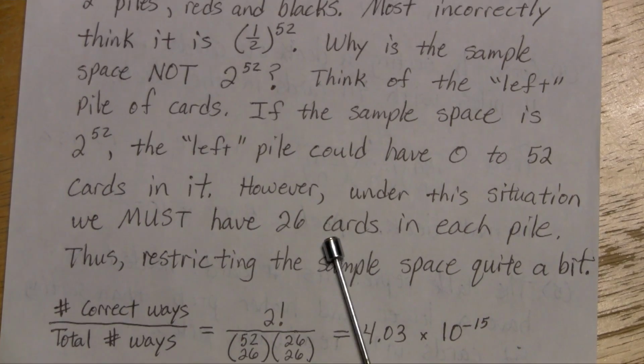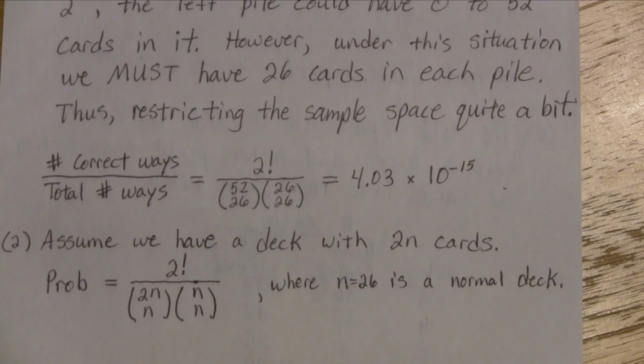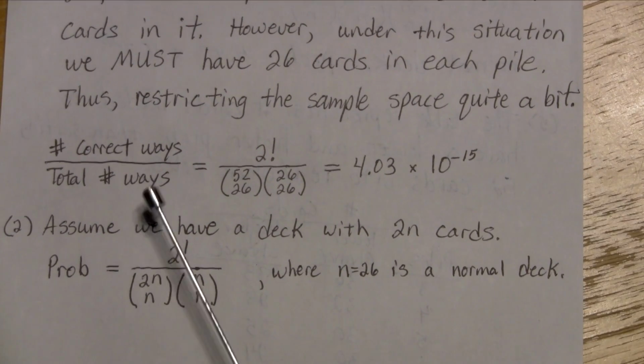We know that. In order to sort this deck correctly, there has to be 26 cards in the left pile and 26 cards in the right pile. So at some point, if we're guessing left, right, and one of those piles reaches 26, then we know all the other cards have to go in the other pile. Otherwise, there's no chance of it being correct, 26 in each pile. So we are restricting the sample space quite a bit, and it's actually more than quite a bit. It's a large amount.